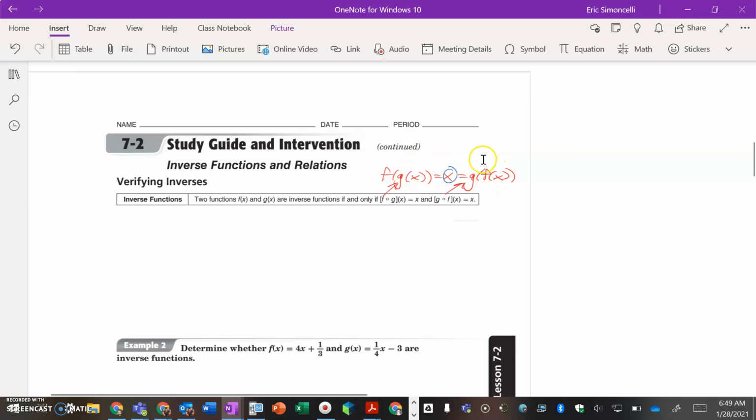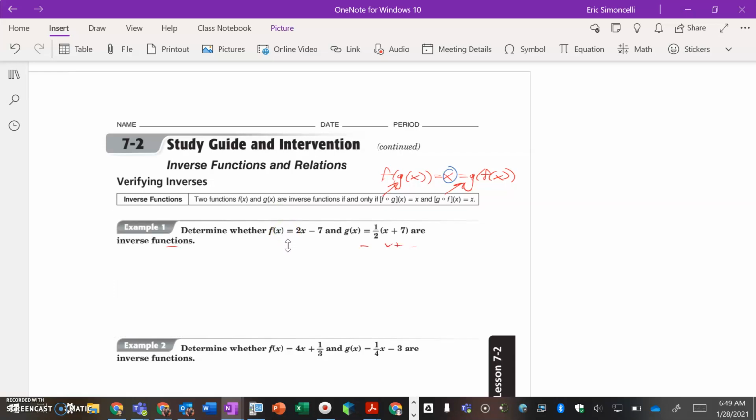We did talk about composition of functions in the last section, if you recall. So please reflect upon that as you proceed with this idea. So inverses and verifying inverses. So here are your functions. You've got f of x, which is 2x minus 7, g of x, which is 1/2 quantity x plus 7.